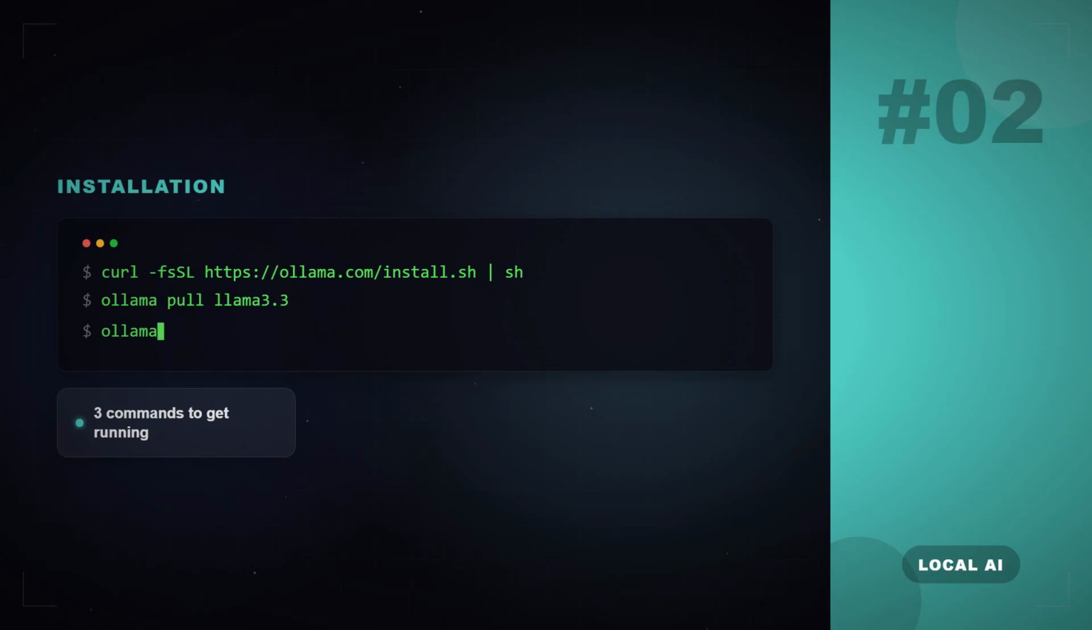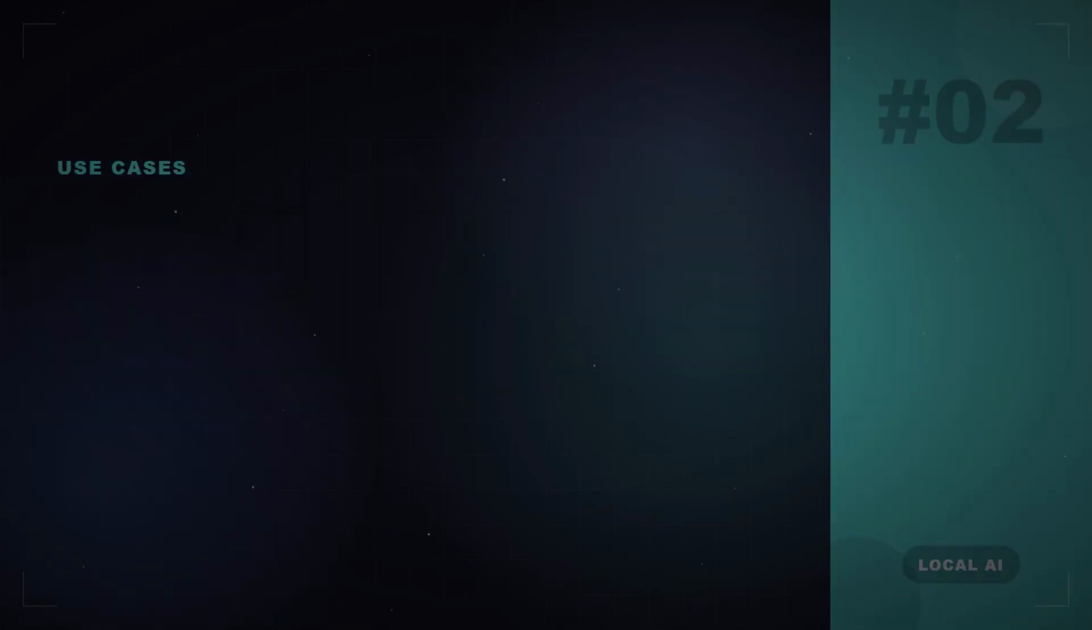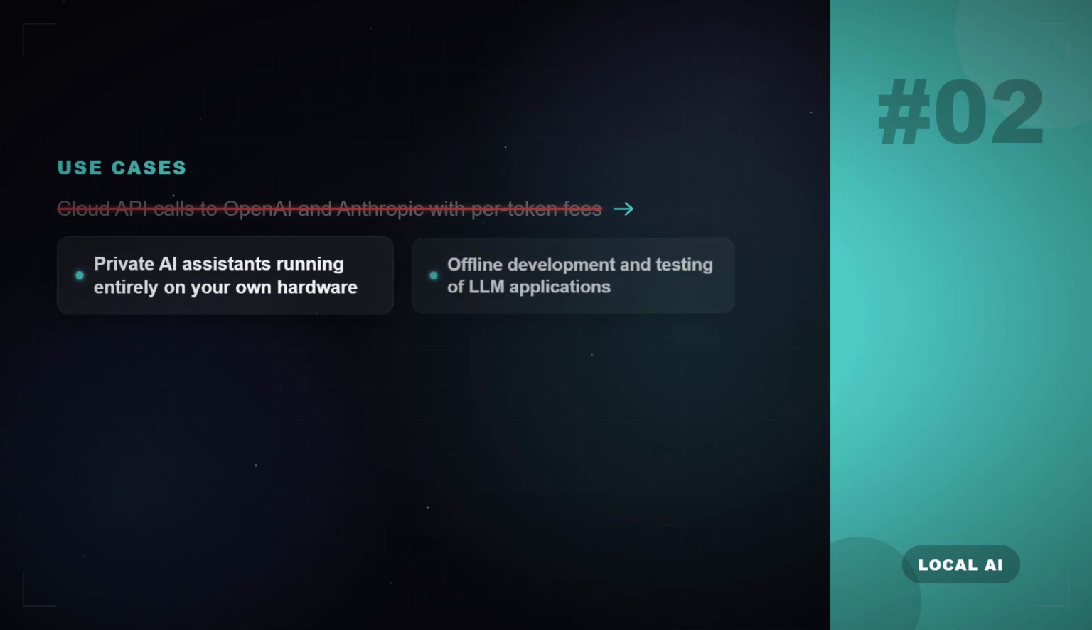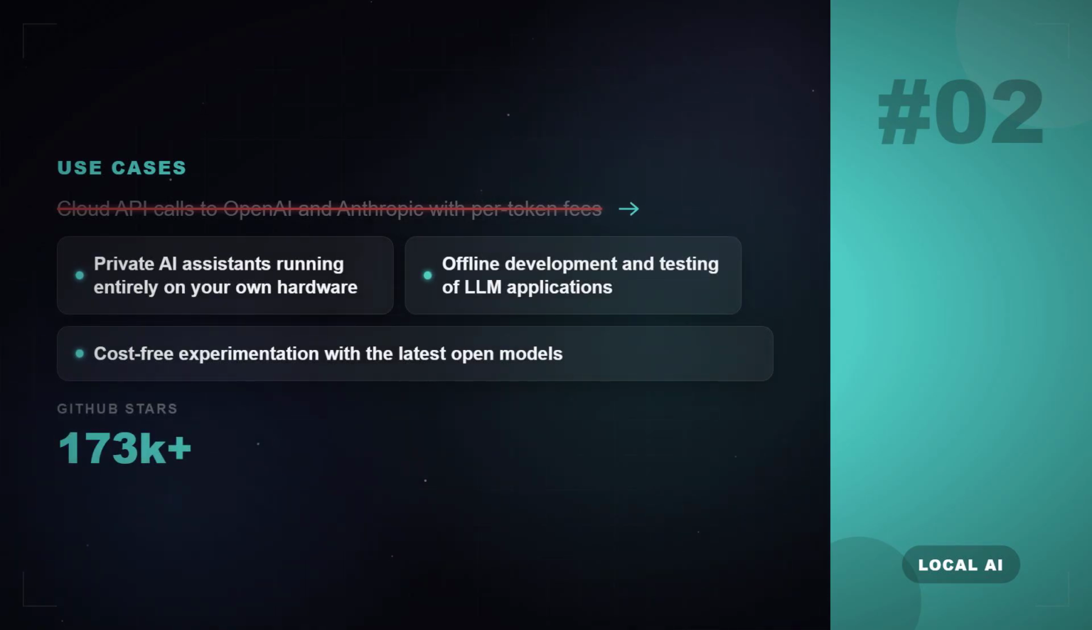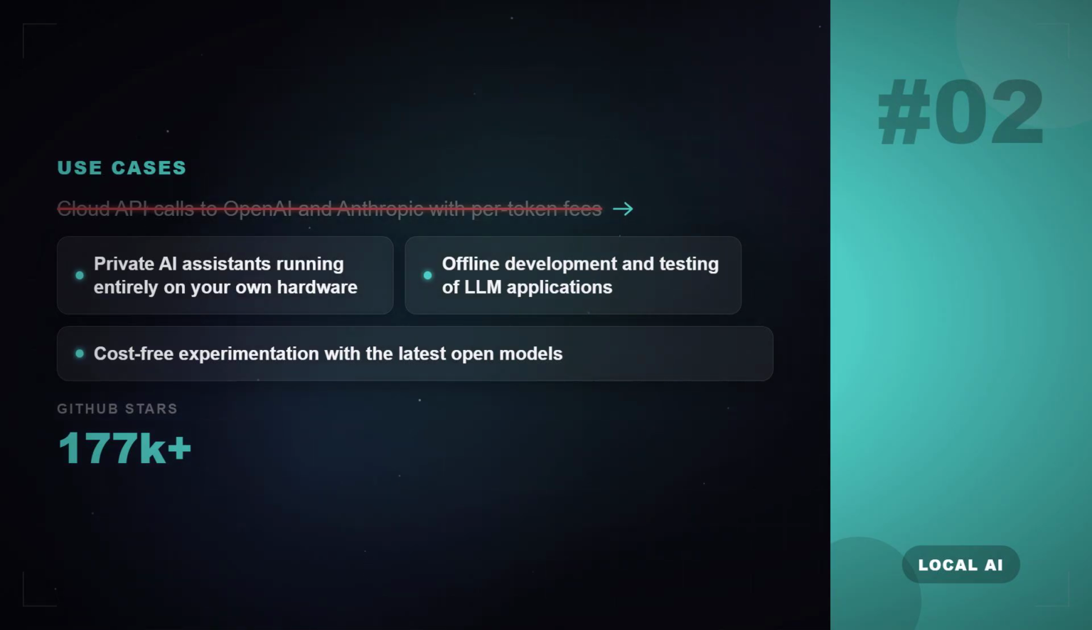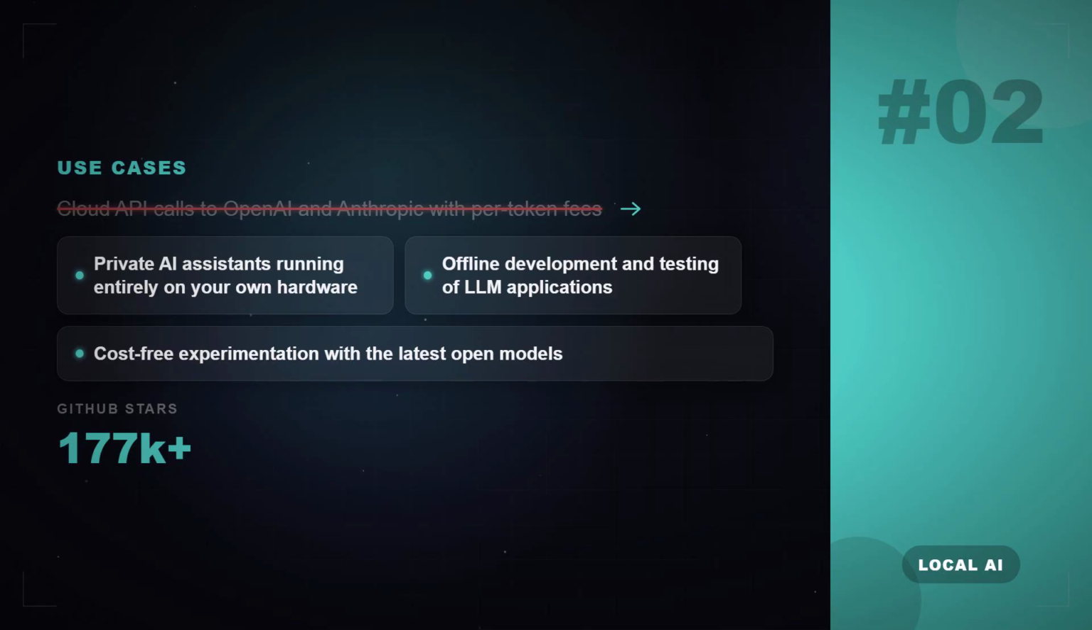3 commands, that's it. It exposes an OpenAI-compatible local API and replaces per-token cloud API costs entirely. Run private AI assistants on your own hardware. Develop and test LLM applications completely offline. And experiment with the latest open models at zero cost. 177,000 GitHub stars, the backbone of the entire local AI movement.